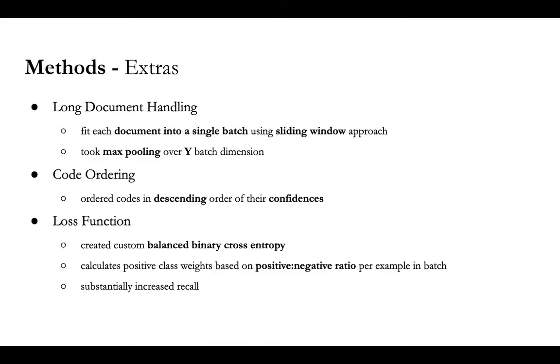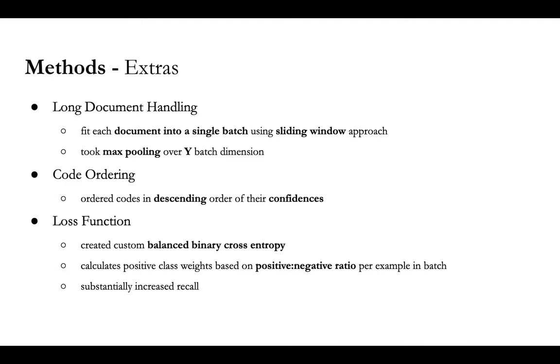As BERT has a maximum sequence length of 512, we had to deal with long documents by fitting them into a single batch using the sliding window approach, and then taking max pooling over the batch dimension. To deal with code ordering, as we were required to submit our model's predictions in ranked order, we simply ordered them by descending order of the confidences associated with those predictions.